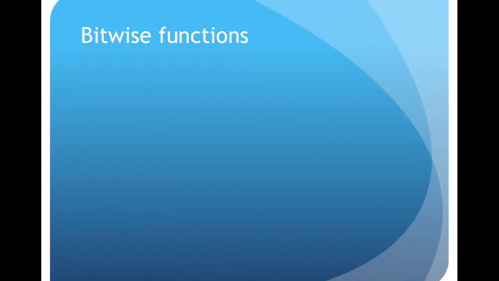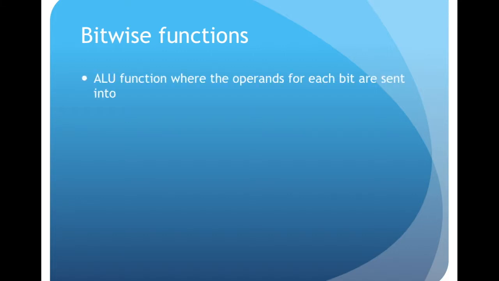A bitwise function is an operation where you take each bit of the two operands and do a logical function between them. So for example, if I was to do a bitwise AND between the numbers 1, 1 and 0, 1, the result would be 0, 1. The first bit is the first bit of the first number ANDed with the first bit of the second number. So it would be 1 and 0, which is 0. And the second bit is the second bit of the first number ANDed with the second bit of the second number, or 1 and 1, which is 1.